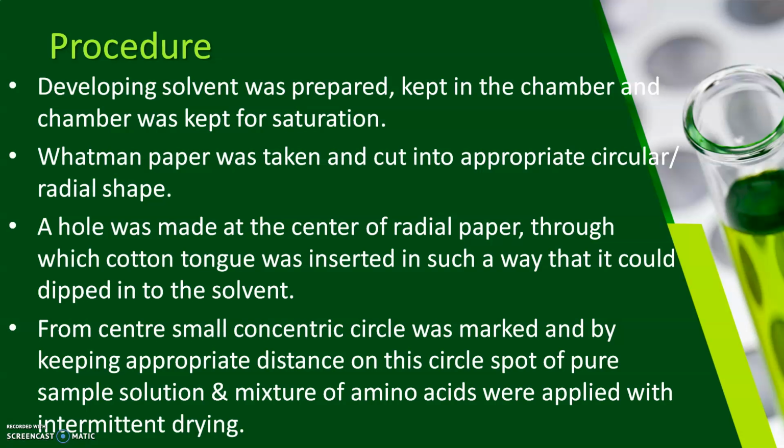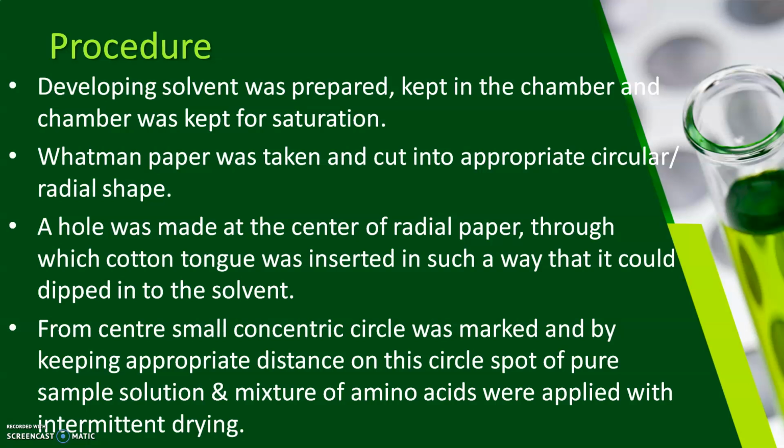The next is the procedure. The first step is that the developing solvent, that is the mobile phase, was prepared and kept in a chamber, and the chamber was kept for saturation. We can use a filter paper wall for the saturation also. Then the Whatman filter paper was taken and cut into an appropriate circle or radial shape, or we can also use ready-made circular paper. Then a hole was made at the center of the radial paper, through which the cotton tongue was inserted in such a way that it could dip into the solvent.